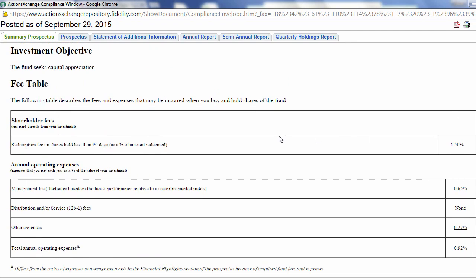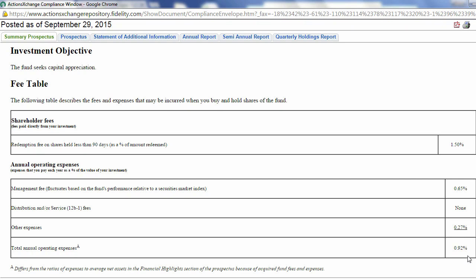So we can see our redemption fee, 90 days as a percent, that's 1.5%. This is our operating expense. Our overall annual operating expense was that 0.92 we saw in the previous window. You can see that's broken down by management fees, basically what it needs to manage the fund, which is 0.65. That number can always change if the market goes up or down. They feel they can charge more or charge less.